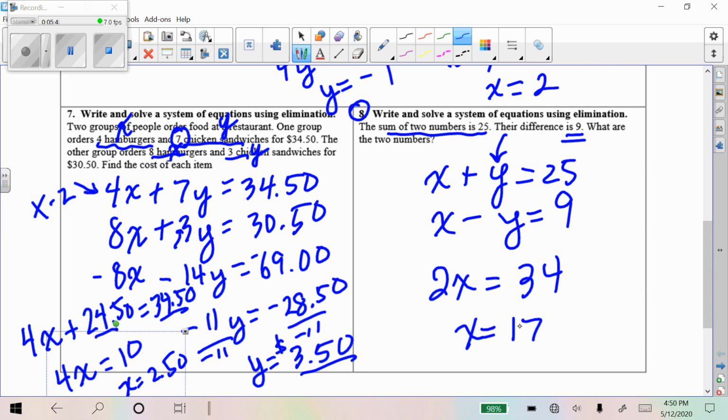2 times 17 is 34. So one of the numbers is 17. Now we know that if we add them both together, we get 25. So the other number is 8.